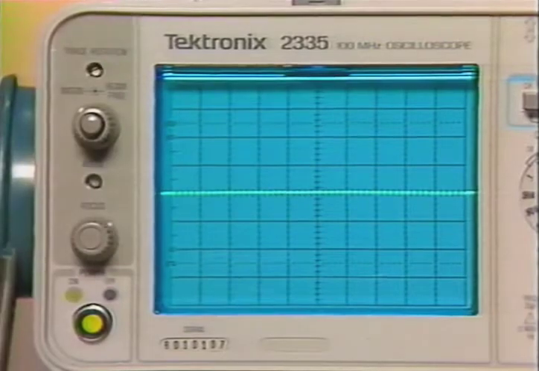The Earth's magnetic field and other magnetic fields affect trace alignment. When a scope is moved about, as a service scope will be, the trace rotation adjustment can quickly realign it.